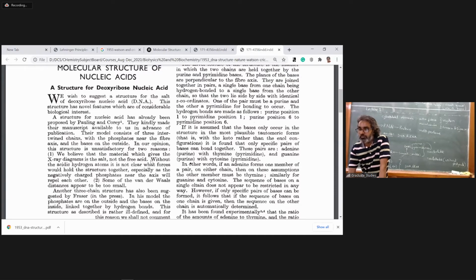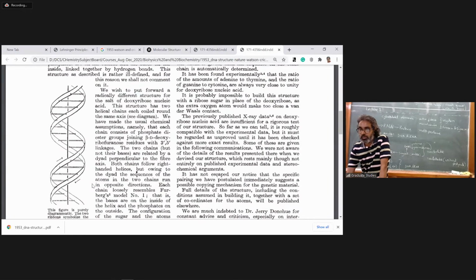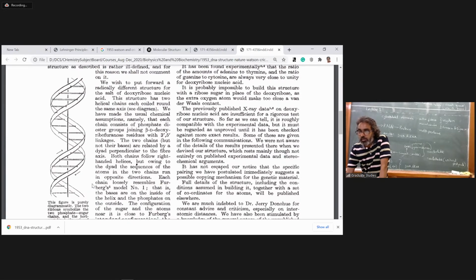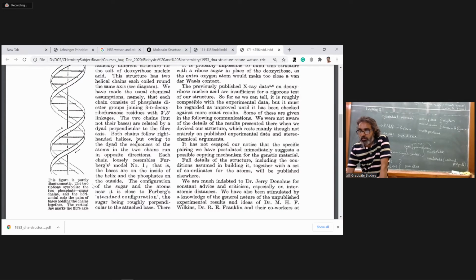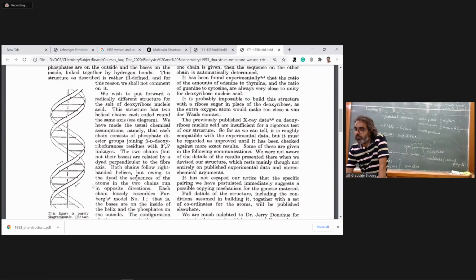"We believe that the material which gives the X-ray diagrams is the salt, not the free acid. Without the acidic hydrogen atoms, it is not clear what forces would hold the structure together, especially as the negatively charged phosphates near the axis will repel each other. Some of the van der Waals distances appear to be too small." And then, of course, they come up with this two-chain structure. "The figure is purely diagrammatic." Imagine what they're writing in the figure. "The two ribbons symbolize the two phosphate-sugar chains, and the horizontal rods the pairs of bases." Somewhere they also say that the elaborated details will be published elsewhere.